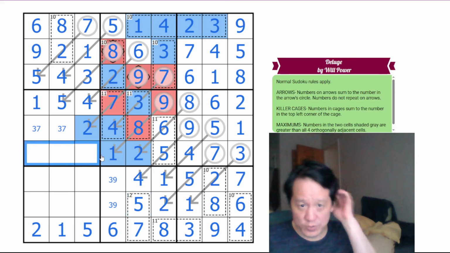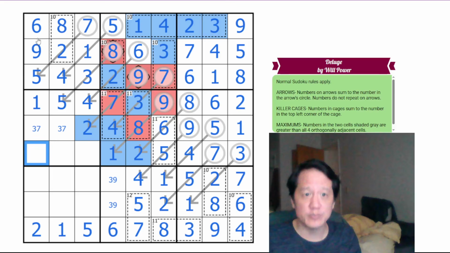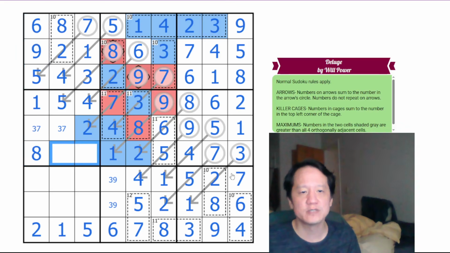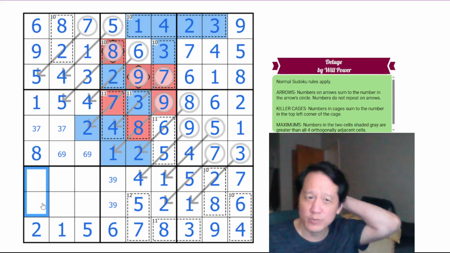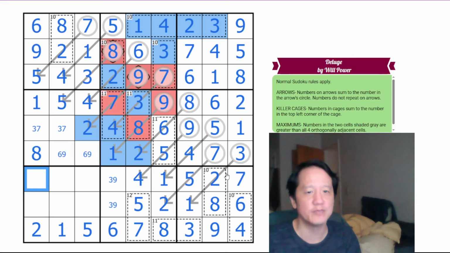Remaining digits in row 6 are 6, 8, and 9. This can't be 6 or 9 because of 6 or 9 in the column, so this is 8, which makes this a 6-9 pair here. And this is all through just normal Sudoku. We have 3 in column 1, we have 3, 4, 7 left. This can't be 4 or 7, so this must be 3, which makes this 7, which makes that 4.